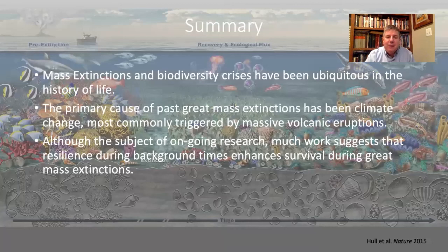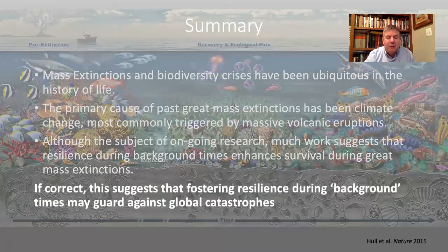So in summary, mass extinctions and biodiversity crises have been ubiquitous in the history of life, at least the history of life we know over the last 600 million years. The primary cause of these events has been rapid climate change, most commonly triggered by massive volcanic eruptions. We have relatively suggestive evidence that resilience to extinction during background times, the intervals between these mass extinctions, often enhances survival during great mass extinctions. And that may be of some relevance for this conference because it suggests that fostering resilience during so-called background intervals may also guard against or enhance survival during global catastrophes.